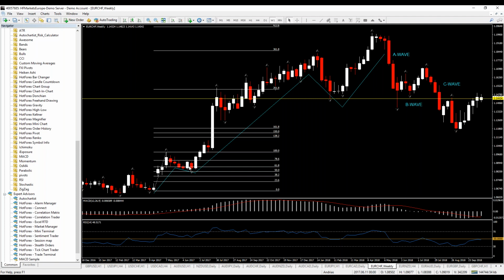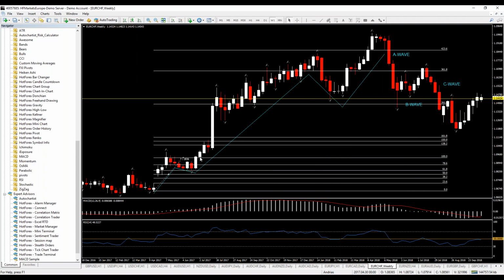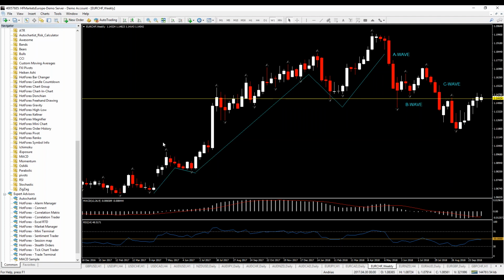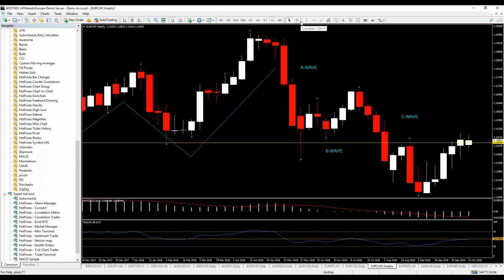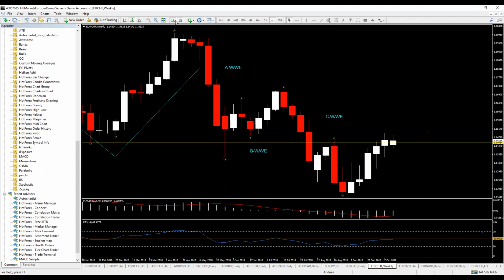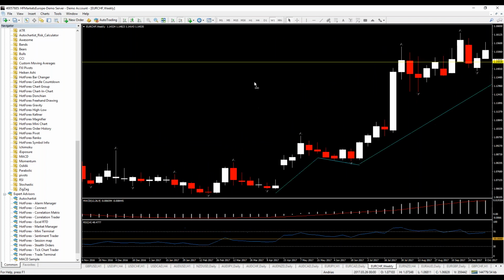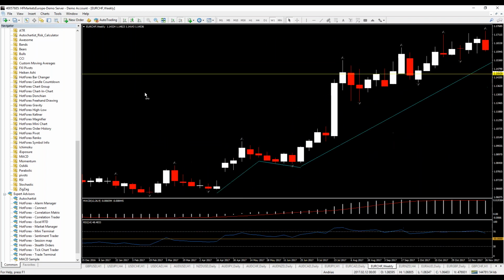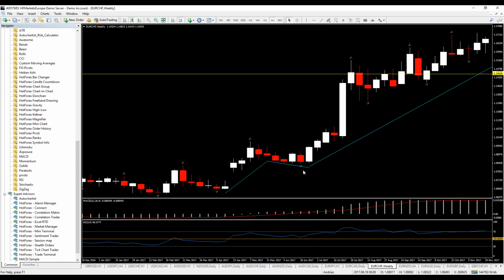Remember, wave two is typically a maximum of 85.4% of wave one, and a minimum of 50%. So I wanted to measure how low wave two went. I put a Fibonacci. Let me zoom in to help you. So this is wave one, and I zoom in.